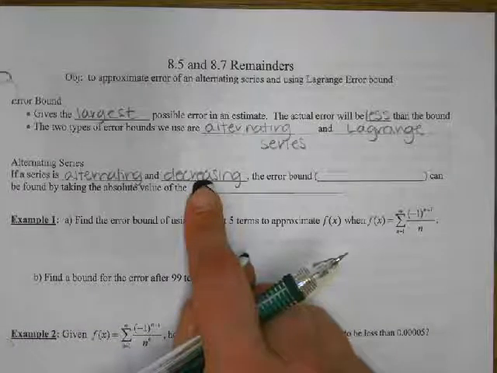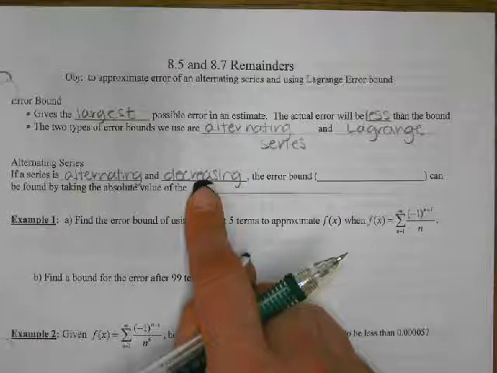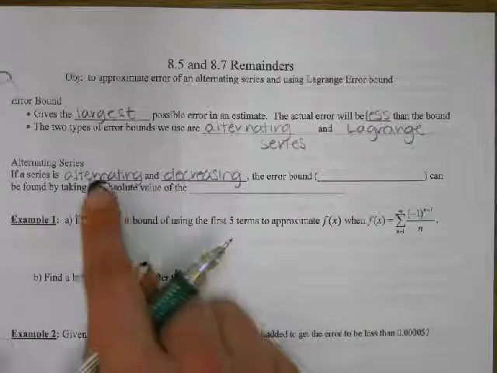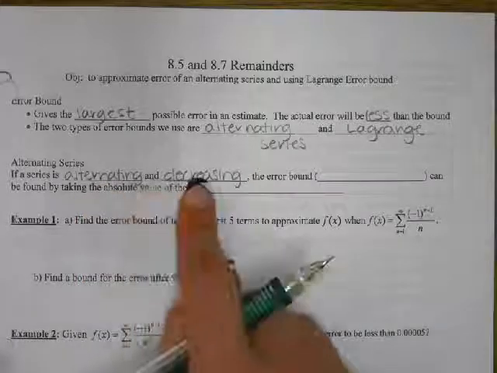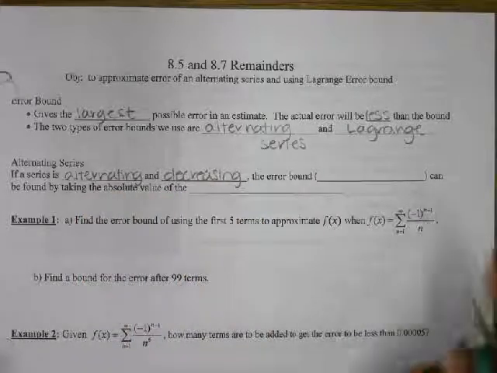So maybe you have a series like 1 over n. So you plug in 5, you get 1/5. You plug in 6, you get 1/6. You're like, okay, those numbers are decreasing. So that's what I mean: they're alternating between positive and negative, and if you look at the terms, they're decreasing as you go.